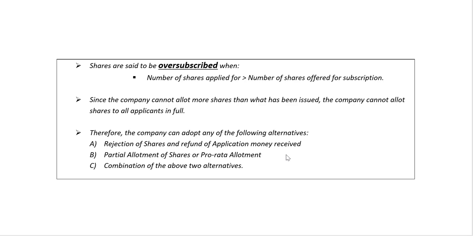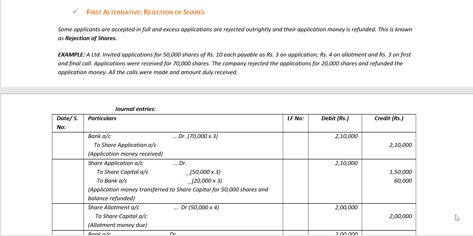We will understand the treatment and journal entries in each of these alternatives one by one. We'll begin with rejection of shares and refund of the application money received. First alternative, rejection of shares. Some applicants are accepted in full and excess applications are rejected outrightly and their application money is refunded. This is known as rejection of shares.